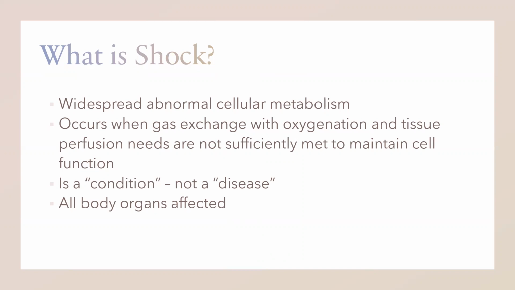So what is shock? It's that widespread, abnormal cellular metabolism. So it's going into a lactic acidotic type phase. And that's where our lactic level is high. It's anaerobic versus aerobic, when all the tissue organs aren't being perfused, or demand exceeds the amount of oxygen that we have being delivered. Like I said, it occurs when gas exchange and oxygenation are not sufficiently met, they're not equal.